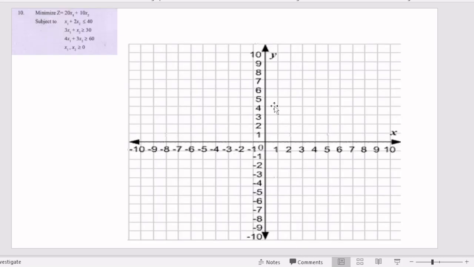Question number 10 says Z is equal to 20x1 plus 10x2, subject to x1 plus 2x2 less than or equal to 40, and 3x1 plus x2 greater than or equal to 30, 4x1 plus 3x2 greater than or equal to 60. We have three conditions and we have to minimize the equation. And this is always the same, x1, x2 should be greater than 0, it should not be less than 0. Let's proceed to see how we can do that.